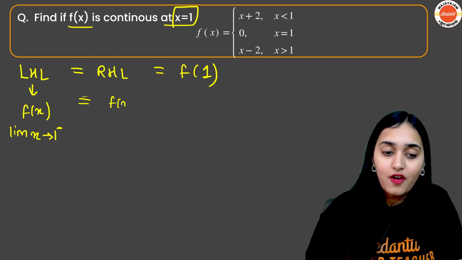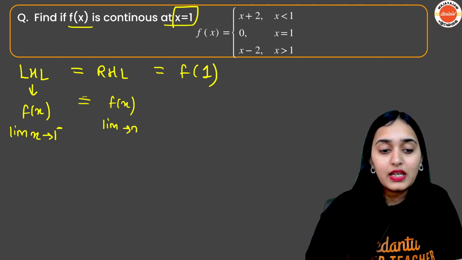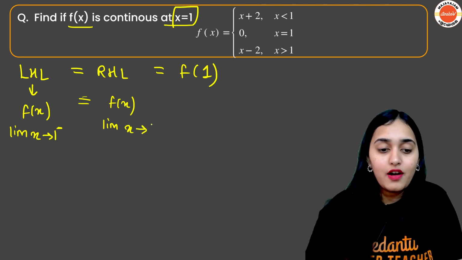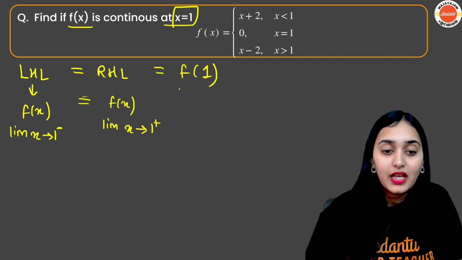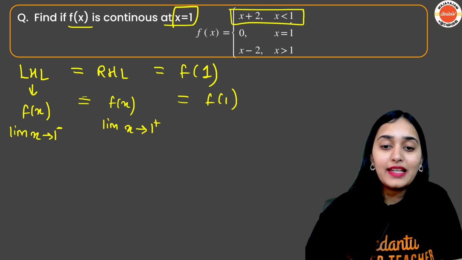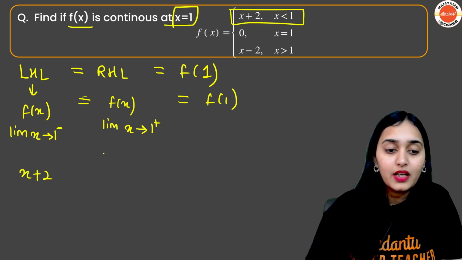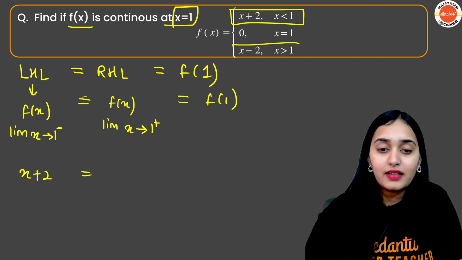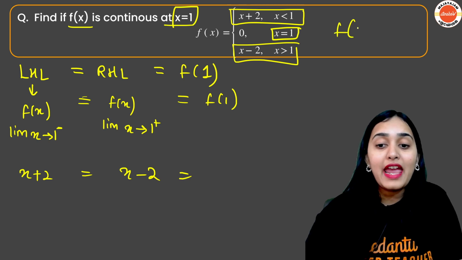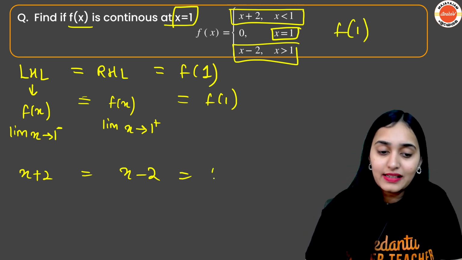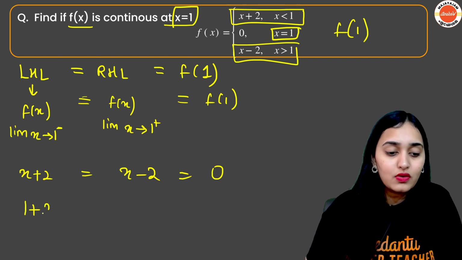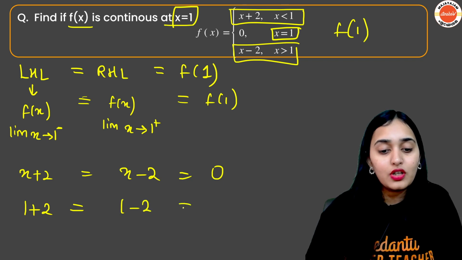The right hand limit is f of x, where the limit is approaching the positive side of 1, that is 1 plus. And this should be equal to f of 1. So let's see. Now, for less than 1 the value is x plus 2, and for greater than 1 the value is x minus 2. And f of 1, that is f at x equal to 1, is 0. Now let's check. Put x equal to 1. So 1 plus 2 should be equal to 1 minus 2 should be equal to 0.